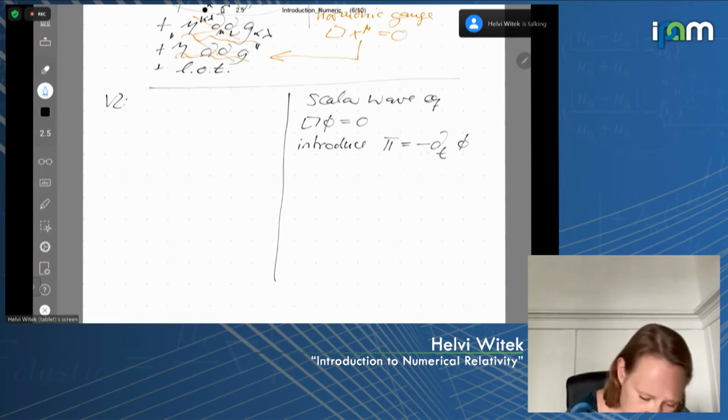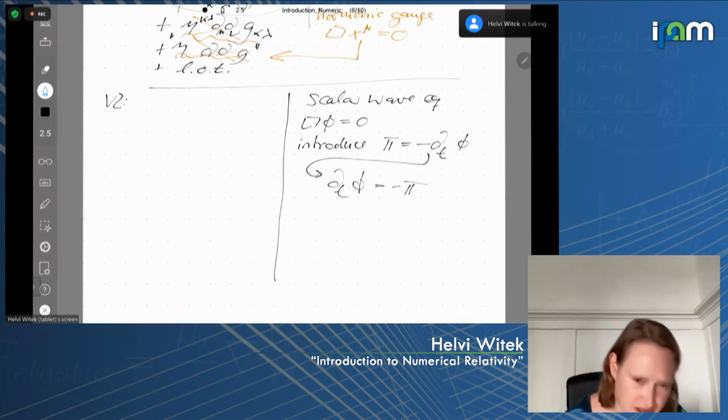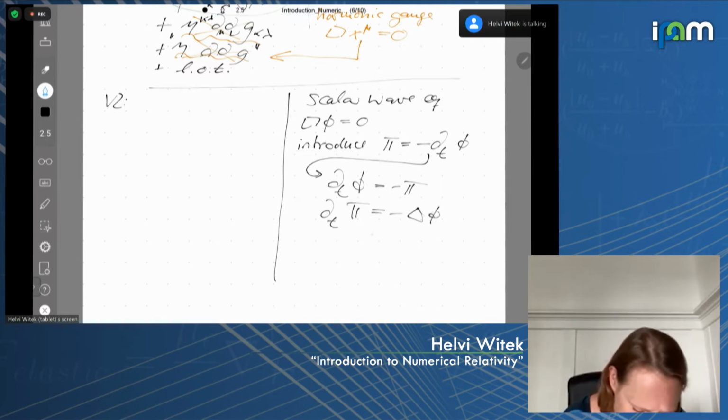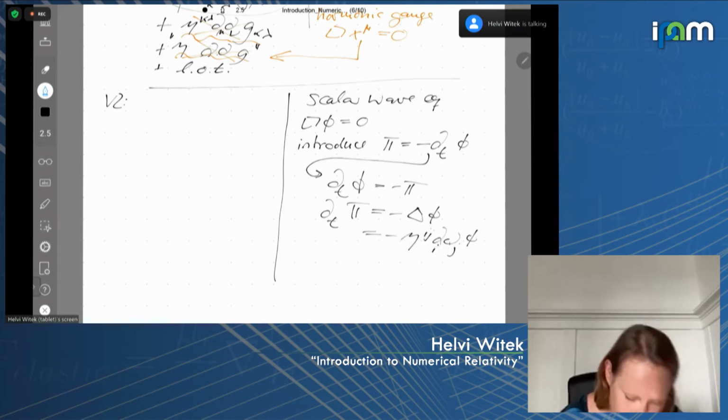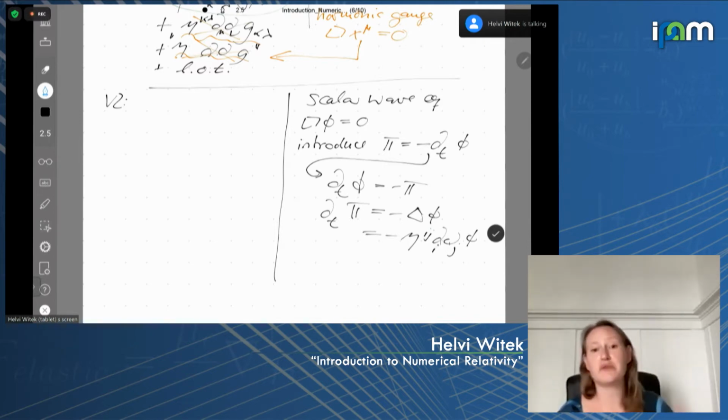Now, if we rewrite this, we find an evolution system that looks like the time derivative of phi equals minus pi, obviously, because that's just rewriting this equation. But then if we adopt that also in the wave equation, we find that the time derivative of pi is nothing but minus the Laplacian of phi. Let me just write this out to recognize the structure later on. So this is a wave equation written in 3+1 form.